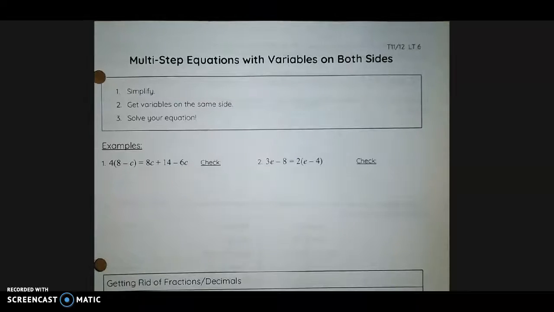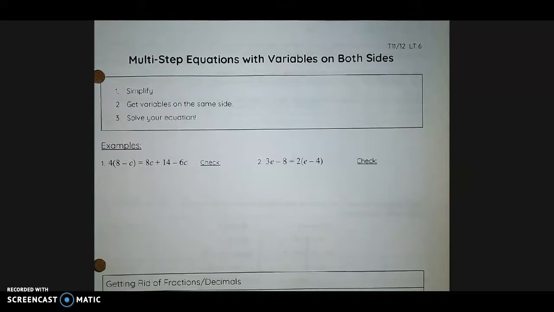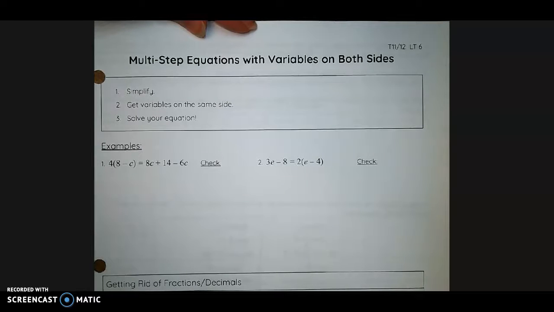Alrighty, so we started talking about this yesterday with the variables on both sides. So we're just extending this right now, adding on to it, with a few more things going on that we can possibly take care of, and involving distributive property. So we're going to see if we can figure out some ways to do that.